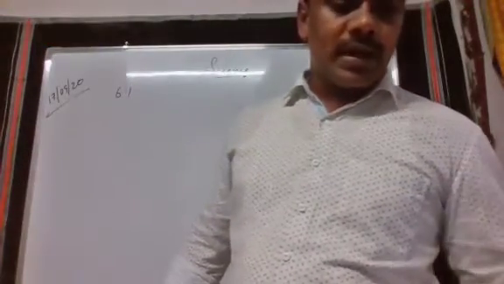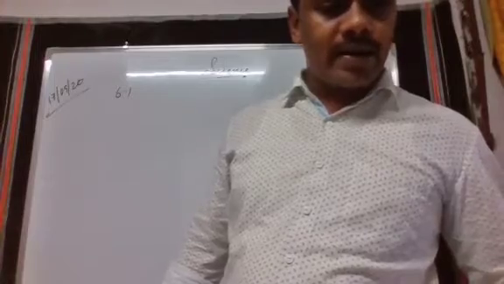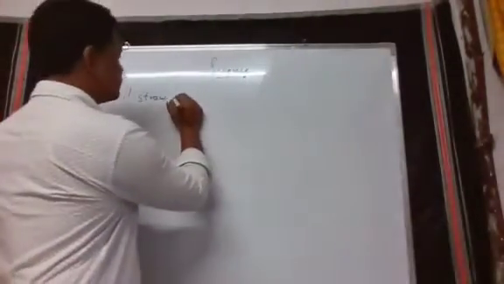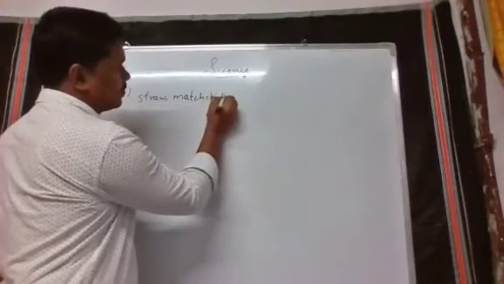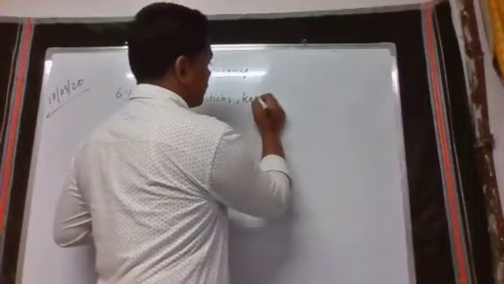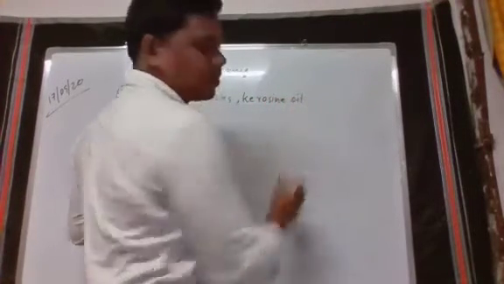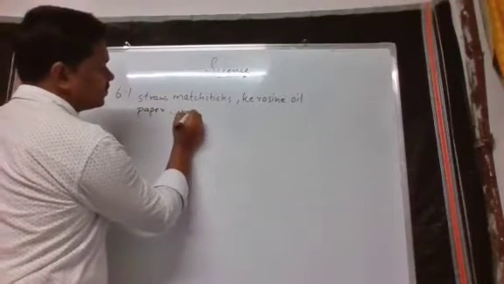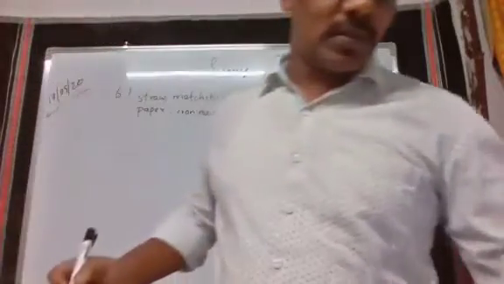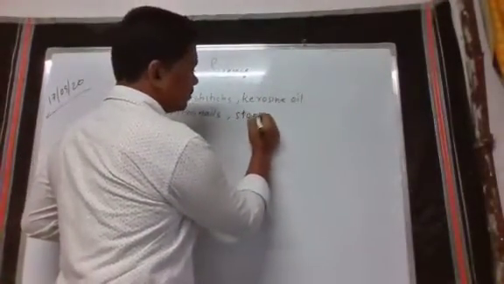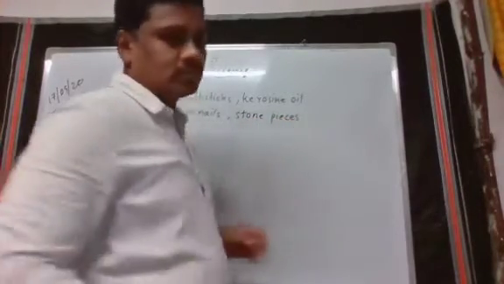In this activity, collect some materials like straw, matchstick, kerosene oil, paper, iron nails, stone pieces, glass, etc. Which are the straw? Then matchsticks, then kerosene oil, paper, iron nails, stone pieces, glass, etc.